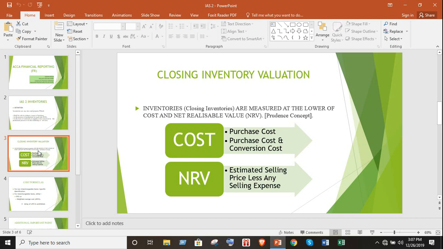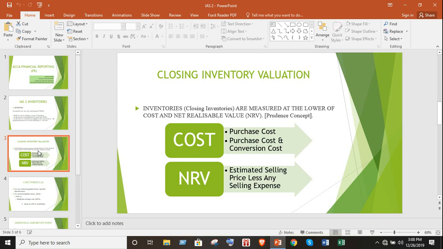To value our inventory according to IAS 2, I have to take the cost component at first, and then I need to identify the relevant NRV of that inventory. So here we need to understand what NRV is. NRV means net realizable value. What does net realizable value mean? It is the value actually realized by selling the inventory.